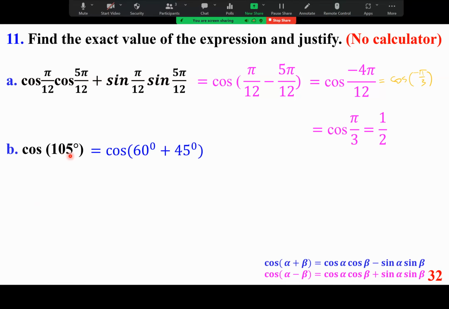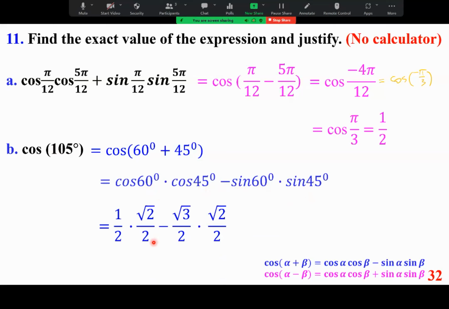Cosine of 60 is 1/2. This is square root of 2 over 2 minus sine of 60 is square root of 3 over 2. This is again square root of 2 over 2. And both of them have the same denominator of 4. So it's square root of 2 minus square root of 6 in the numerator. Denominator is fixed, as I mentioned, at 4.